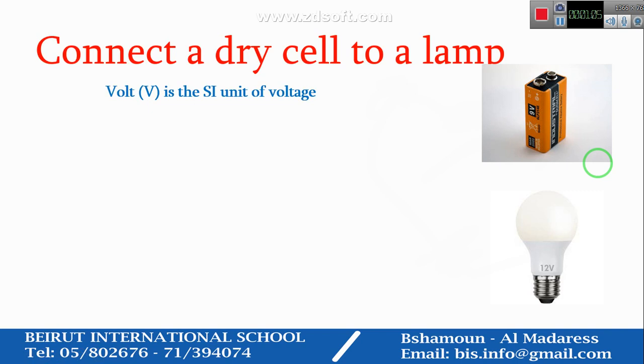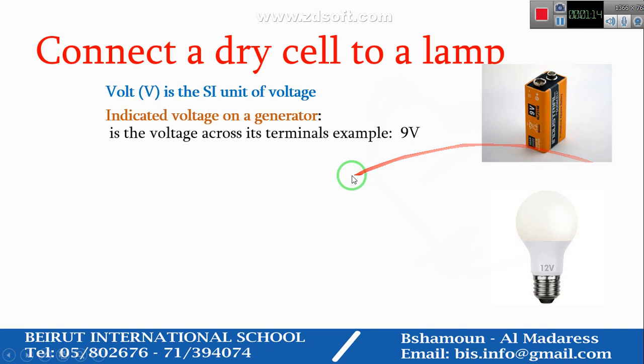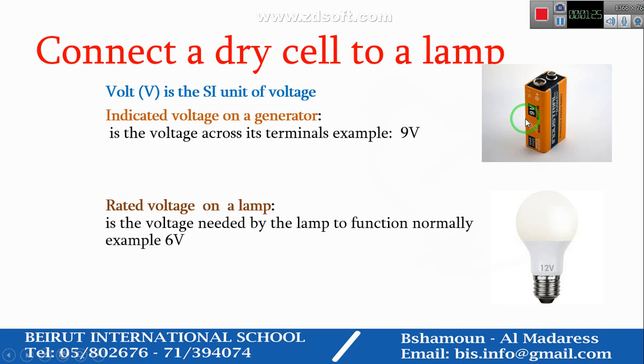Since the dry cell provides a voltage of specific value, this voltage has an SI unit, volt. Its symbol is V. Every dry cell has an indicated voltage on it. For an example, in this photo, the indicated voltage of this dry cell is 9 volt, while every lamp has a rated voltage. This rated voltage is the voltage needed by the lamp to function normally. For an example, in this photo, the rated voltage of the lamp is 12 volt.